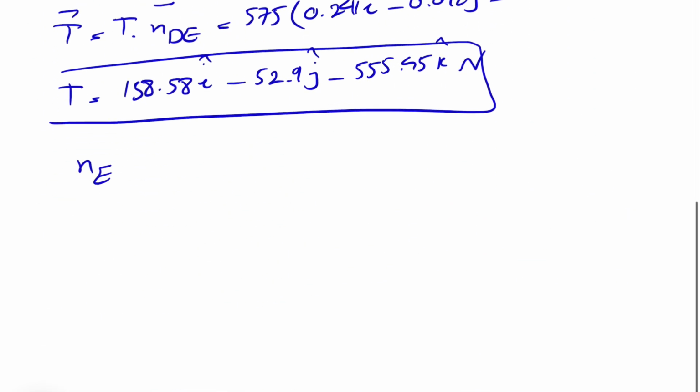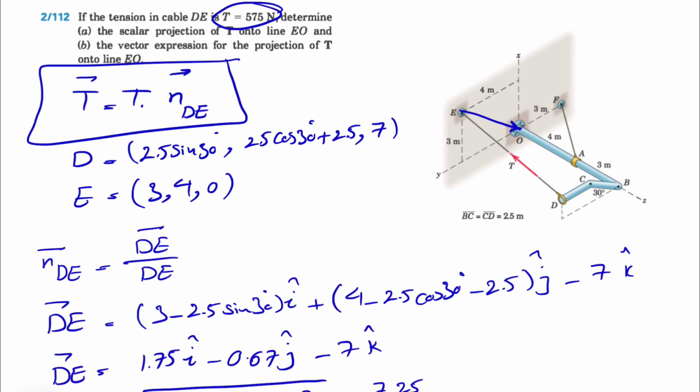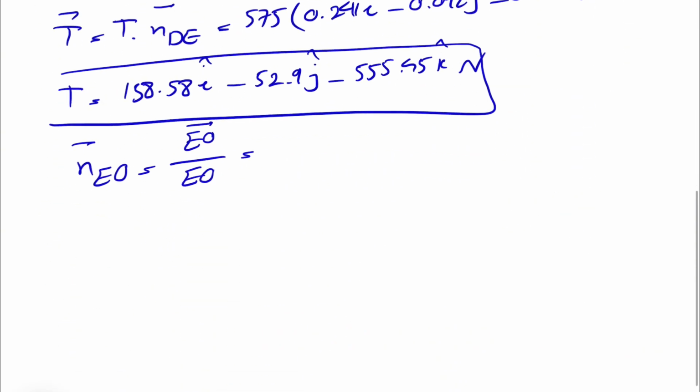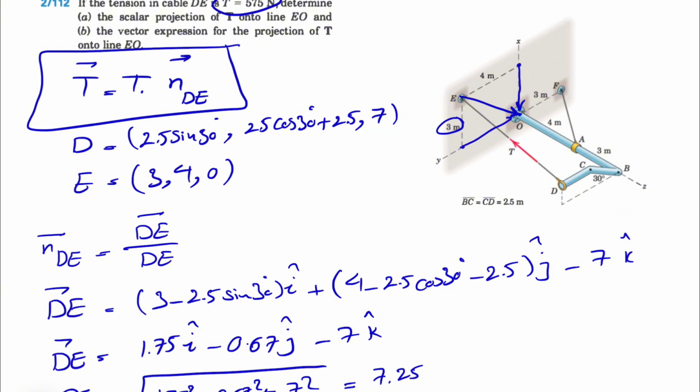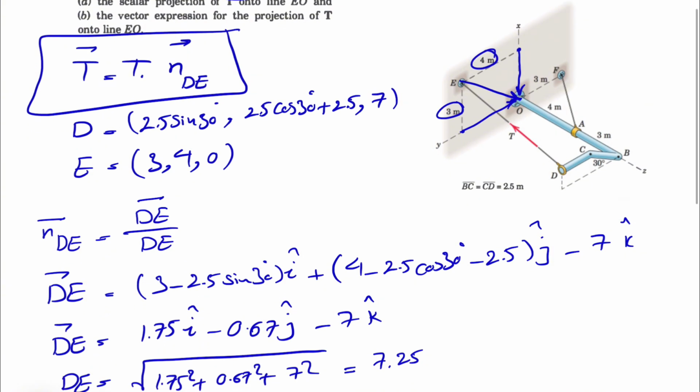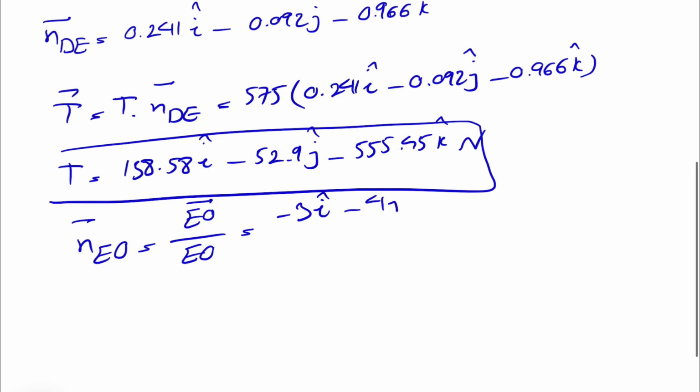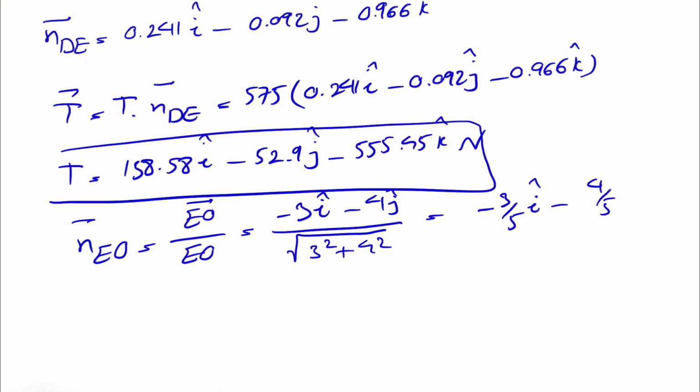So if we want to find the unit vector of EO, same thing, we have EO over the magnitude. For X, we are moving from here to here, 3 meters negative, so minus 3 I, and for Y, we are moving in the opposite direction, and the value would be 4 meters, so minus 4 J. There is no K since we are in 2D. The magnitude is the square root of 3 squared plus 4 squared, which is 5. So this is minus 3 over 5 I minus 4 over 5 J.